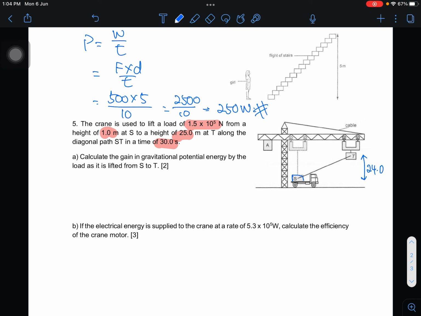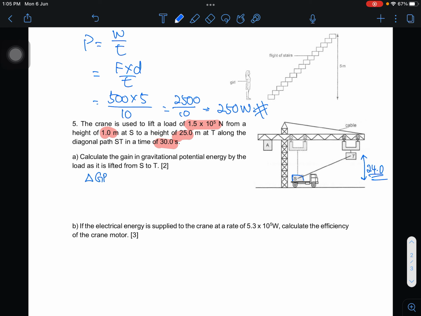So you see, this is what I meant by not all the values given to you should be used directly in your calculation. If you actually miss this part, then the entire question will not be right. I don't care if they use a diagonal path or what, because the force used to lift up the load is a vertical force, right? Because the load gives you the weight, so I'm talking about the vertical force. So I'm only interested in the vertical distance. I don't care if it is moving diagonally or horizontally. I'm only looking at the vertical distance of 24. Calculate the gain in GPE as it's lifted from S to T.